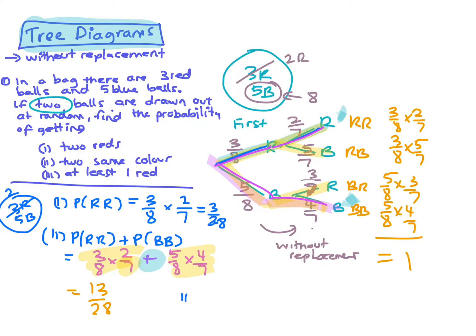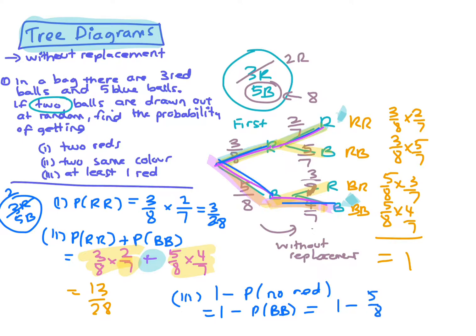Okay, so part 3, at least one red. So 1 minus the probability of no red. So it's 1 minus the probability of blue, blue. So 1 minus, now blue, blue is 5 on 8 times 4 on 7. And you end up with 9 on 14.